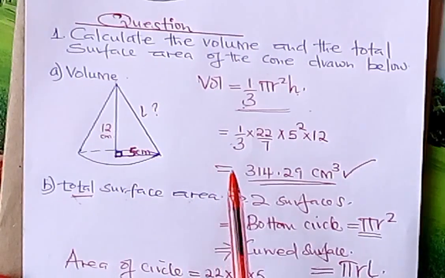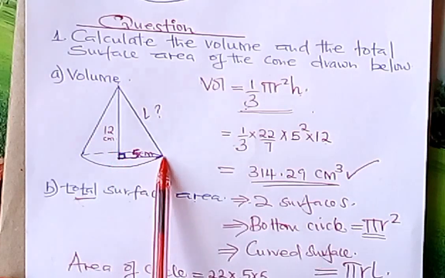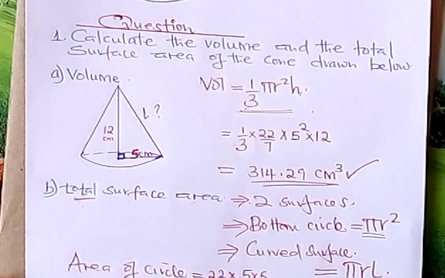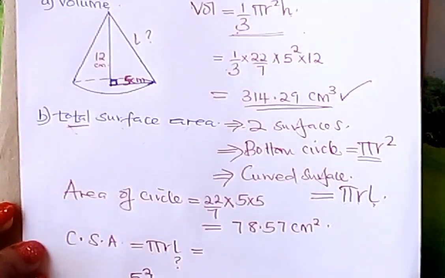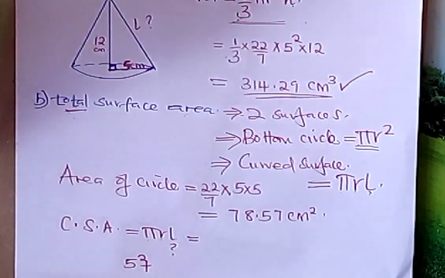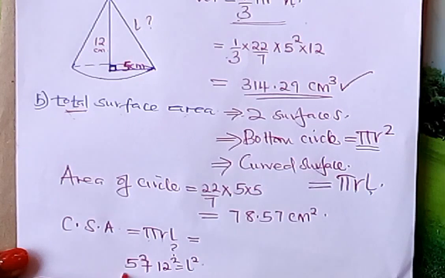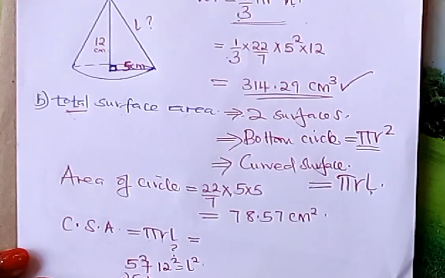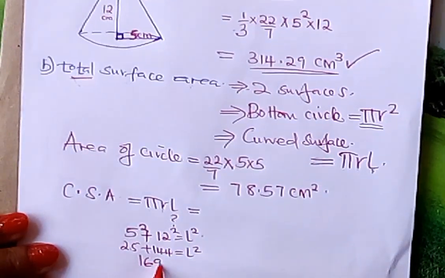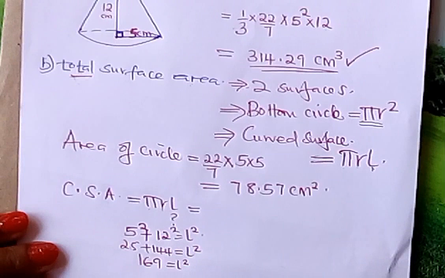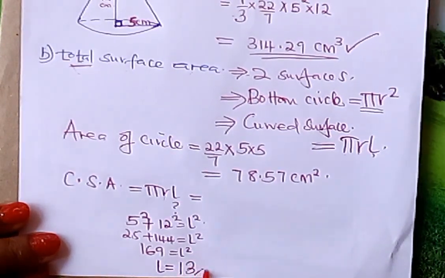How do we get it? It is by use of Pythagoras Theorem. We use this right angle here, learner. 5, 12 to get the L. So Pythagoras Theorem, you talk of 5 squared plus 12 squared is equals to L squared. You work out this, you get 25 plus 144 is equals to L squared. This gives you 169 is equals to L squared. You find square root on both sides, and therefore our L, learner, is 13.